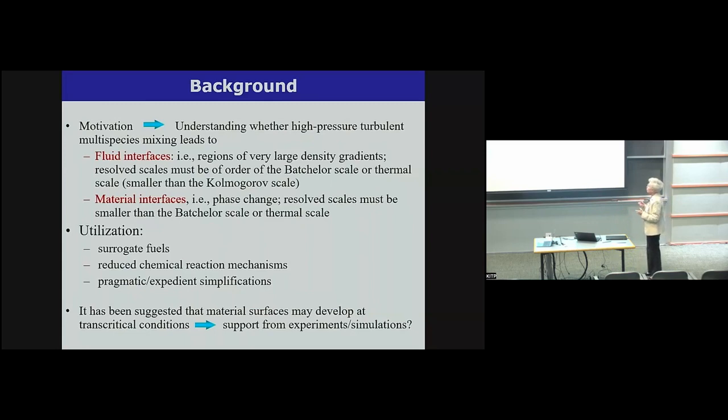Or do we have material interfaces? Material interfaces mean we have a phase change, and I talk here about a thermodynamic phase change. And then the resolved scales must be smaller than the Batchelor scale or the thermal scales. And I'll talk about the quandaries about that.